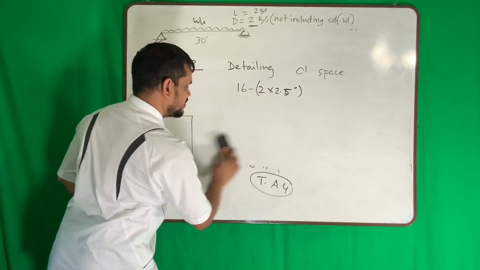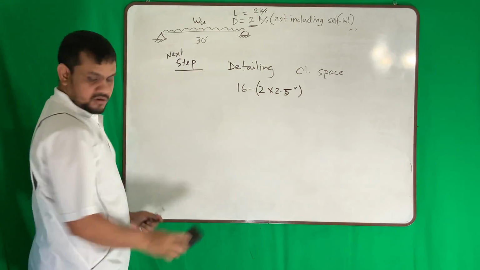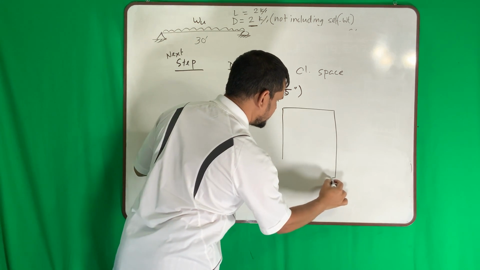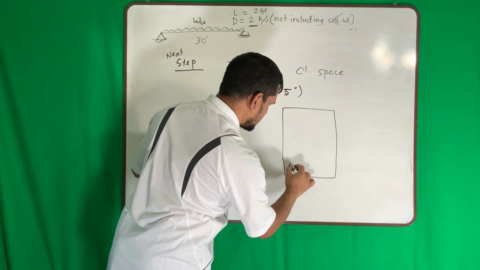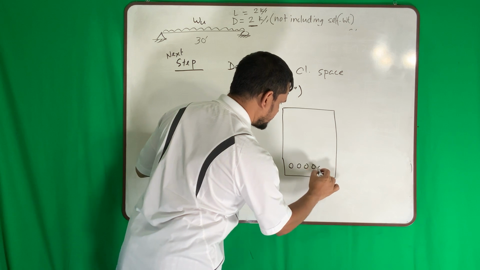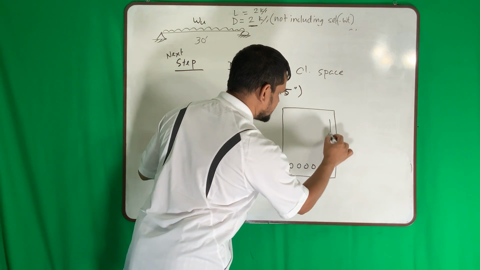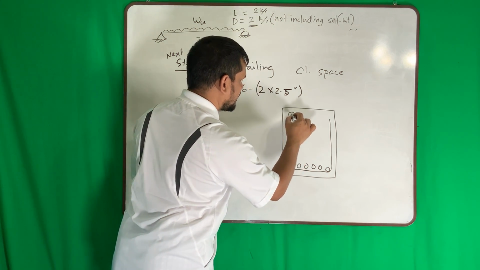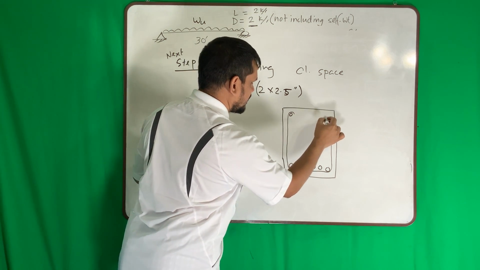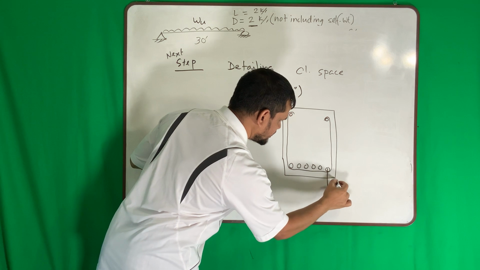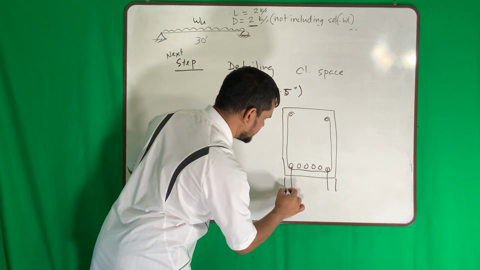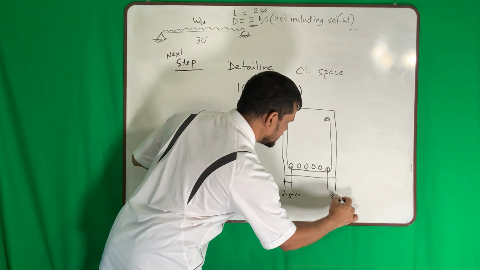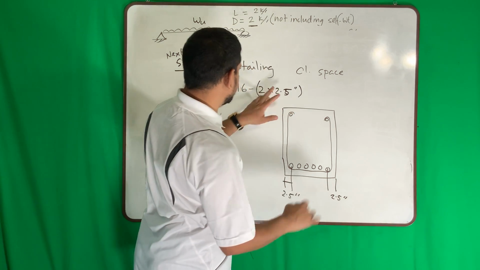Again, maybe my drawing is not good. You should make a very good drawing here. No vague drawing, very good drawing. 1, 2, 3, 4, 5, 6. So here to here, here to here, 2.5 inch, 2.5 inch. So 2.5 is cancelled.